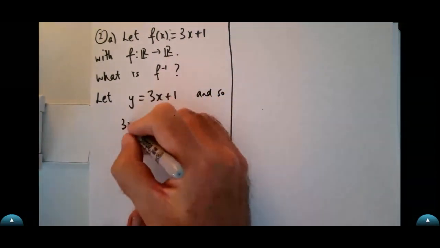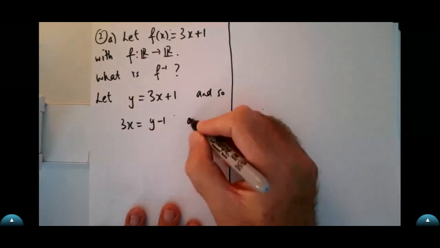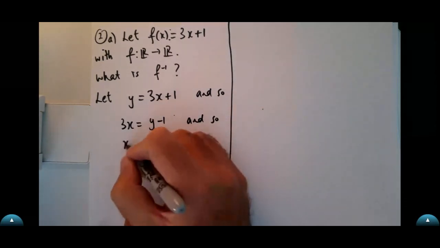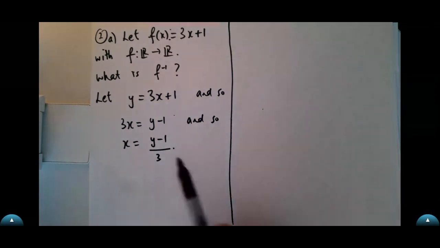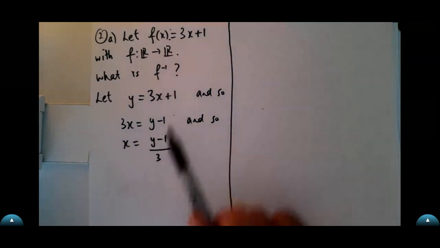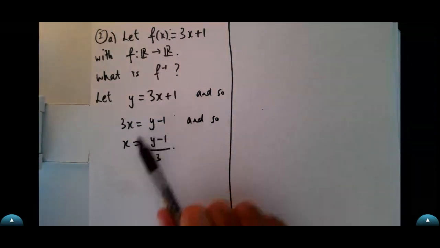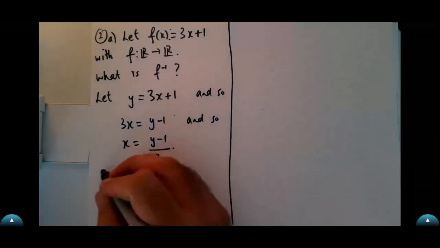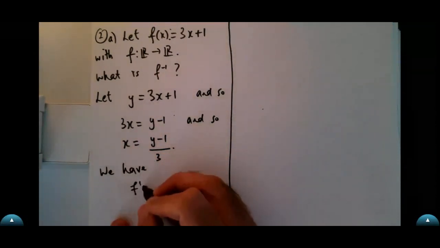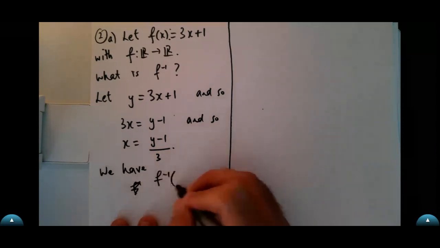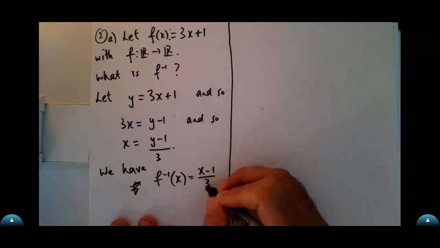So 3x is going to be y minus 1. And so x is just y minus 1 over 3. Once we've got that far, we can relabel things and let f inverse of x be this right-hand side with y replaced with x. So I'm going to replace that y with x.